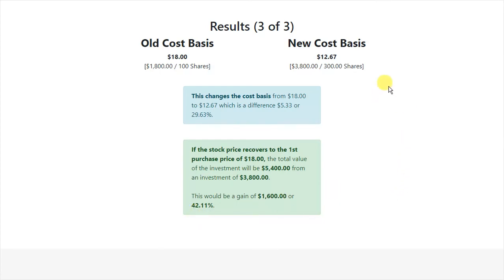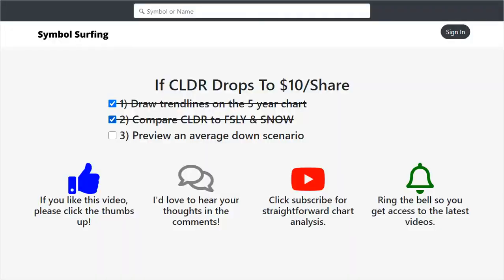Anyways, I hope this has been helpful. Basically, we did the trend lines, we compared, and then we did a preview of an average down scenario. So let me check that off.